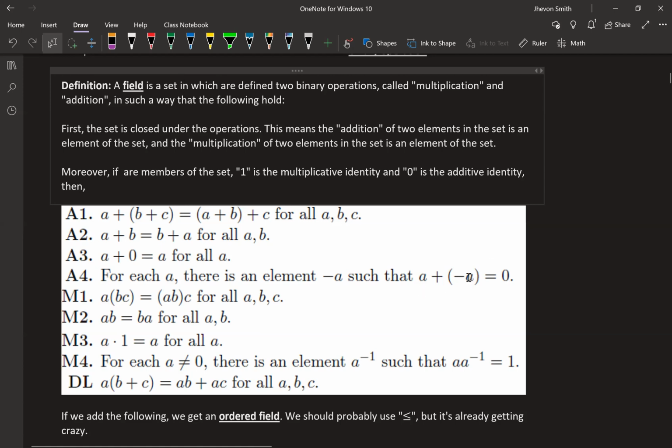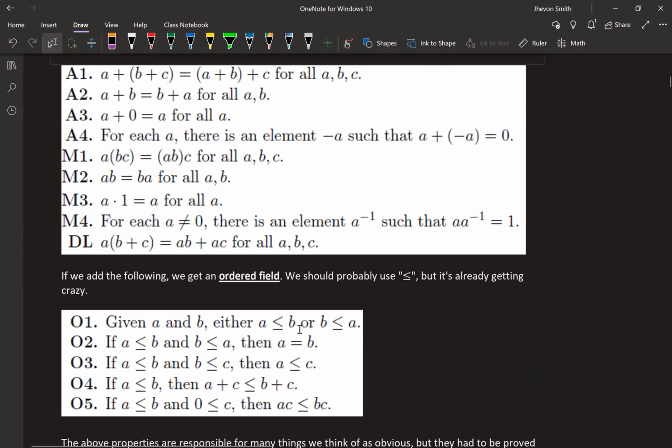Every guy is going to have a negative where, if you add it to the original, you get the additive identity. Multiplication is associative, multiplication is commutative. There exists a number that we call the multiplicative identity, represented here by 1. It doesn't have to be specifically 1 all the time, but it's represented by 1, such that if I multiply any element by that guy, I get the same guy back. For any non-zero element, there is an element called the multiplicative inverse, such that if I multiply the element by that, I get the multiplicative identity, which is 1, and the distributive law holds.